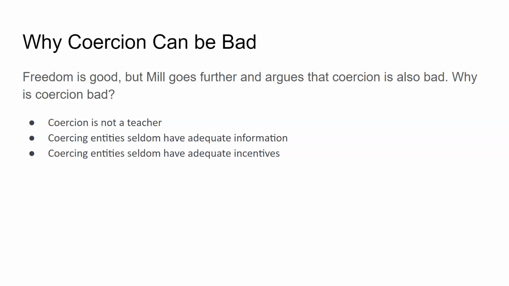A second argument is that coercing entities, so whether those coercing entities might be parents, or they might be local governments, or they might be federal governments, or they might be specific entities like police officers, security guards, right? Coercing entities seldom have adequate information. So what that means is that they don't know your circumstances the way you do. In particular, they don't know what's in your heart and in your mind. They don't know your preferences, right?